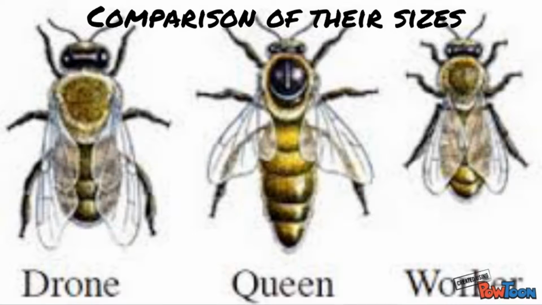Here is a comparison of all the members of the hive sizes, and as you can see, the queen is a little bit larger than all the other ones, and then the workers are smaller, and the drones are somewhat medium in their size.